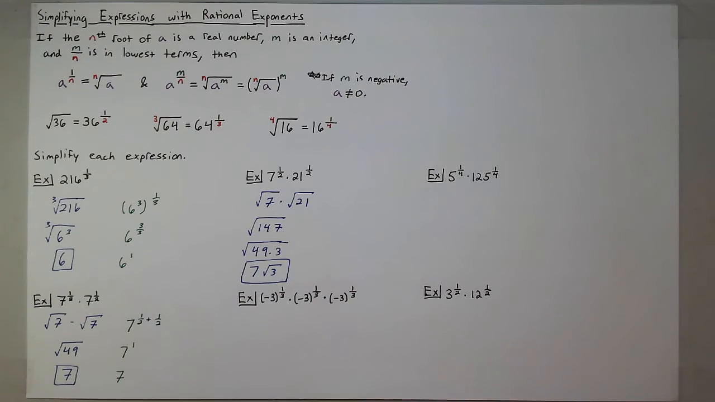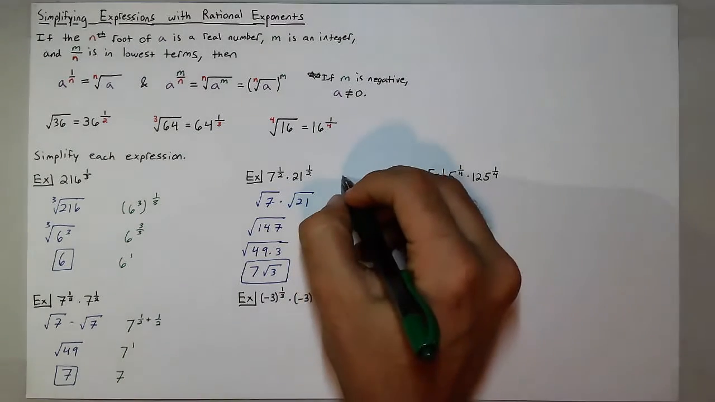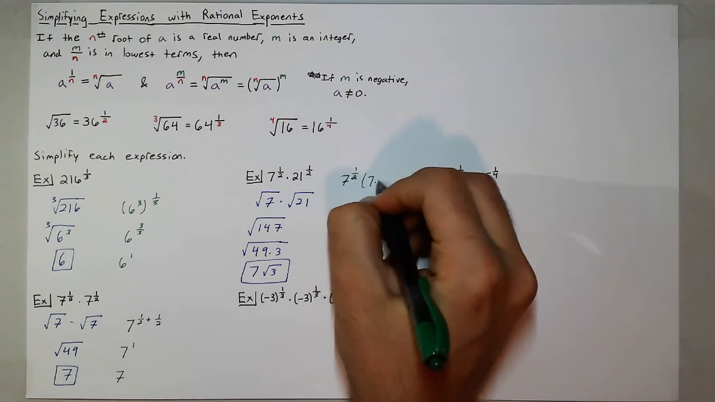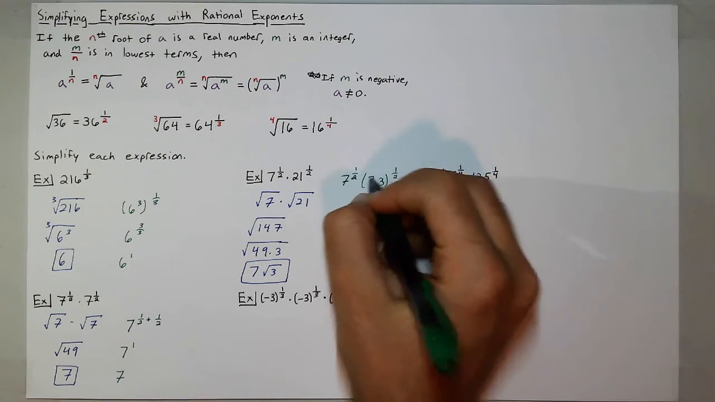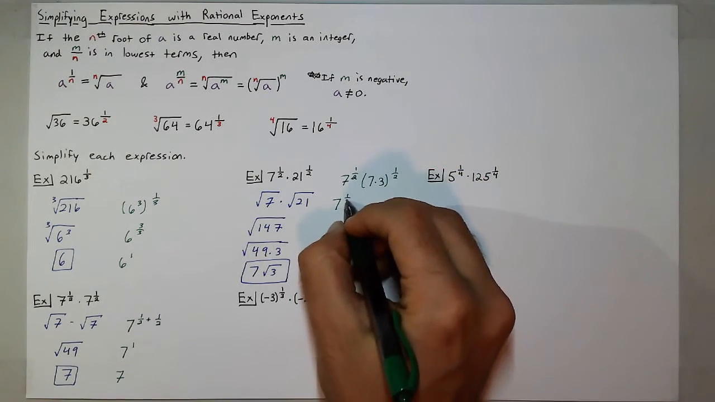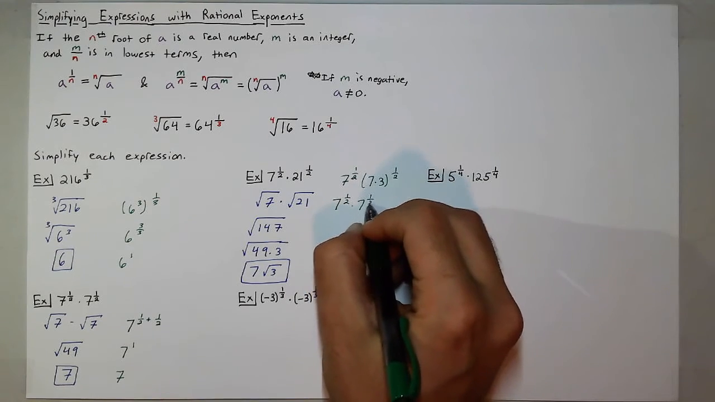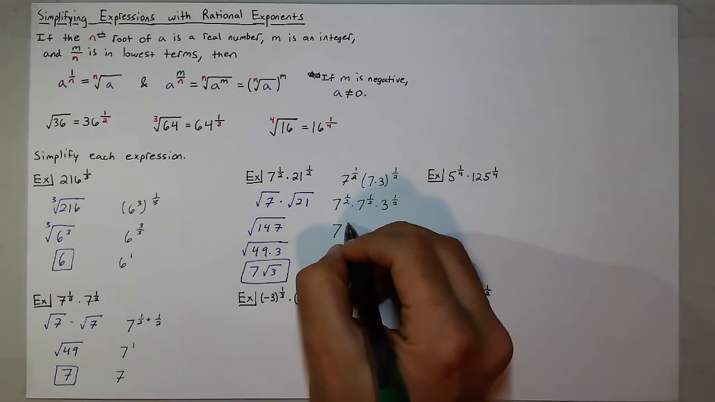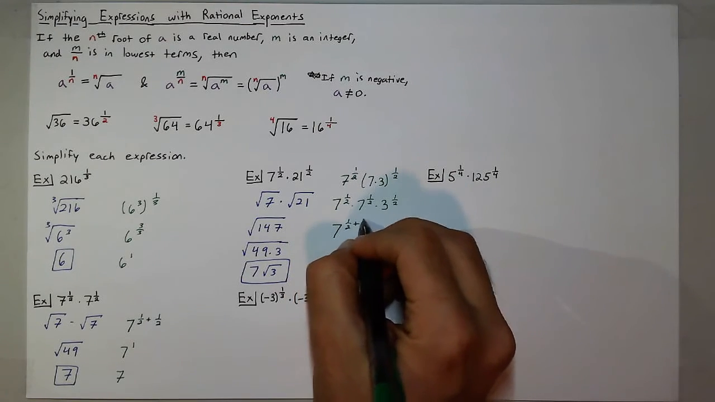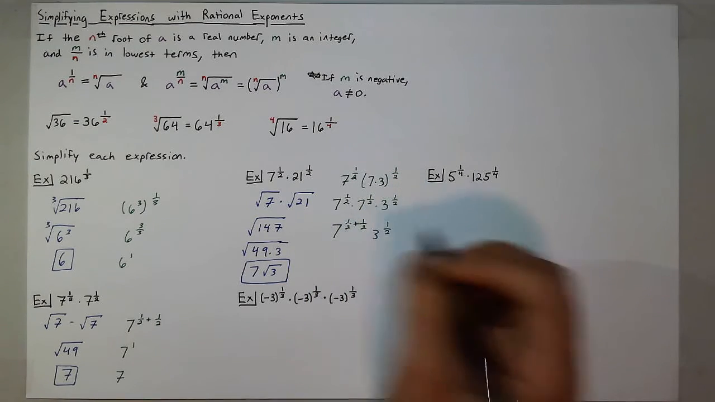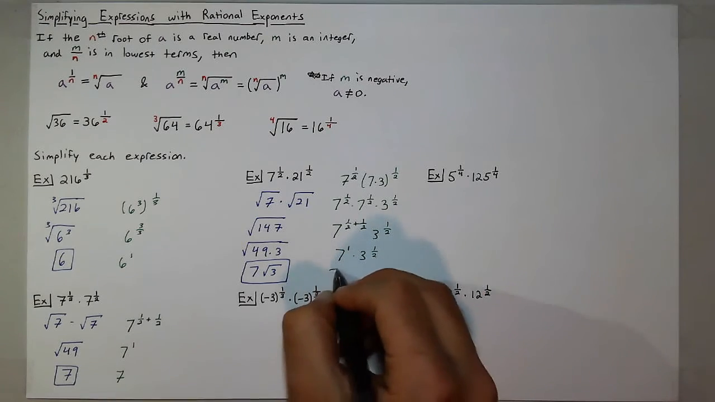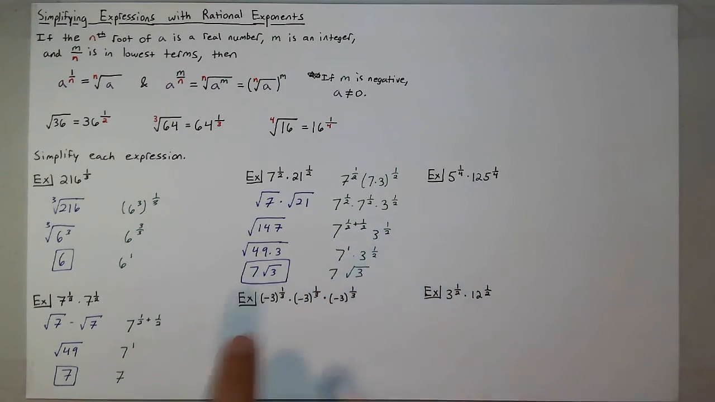If you wanted to look at this with the alternate method, you would have to rewrite 21 as 7 times 3, and then distribute that 1/2 power in. It gives you 7 to the 1/2 times 7 to the 1/2 times 3 to the 1/2, and then you'll see, okay, I have 7 to the 1/2 plus 1/2 times 3 to the 1/2, which is 7 to the 1st, times 3 to the 1/2, which will give you 7 times the square root of 3. So again, you can work with the exponent as well.